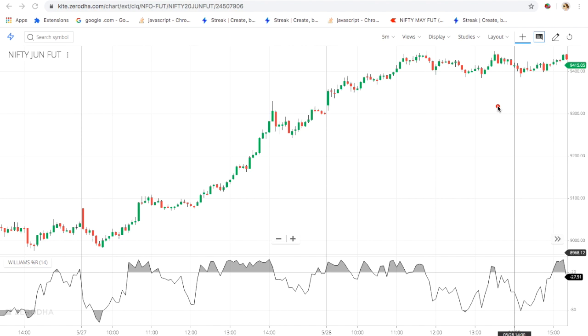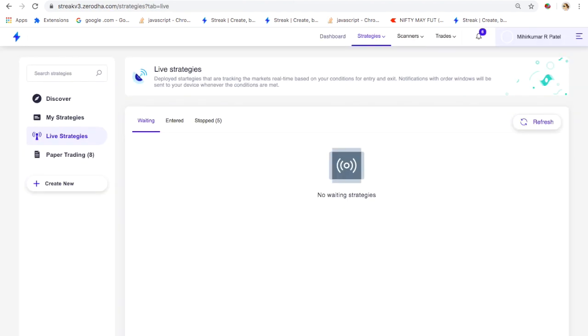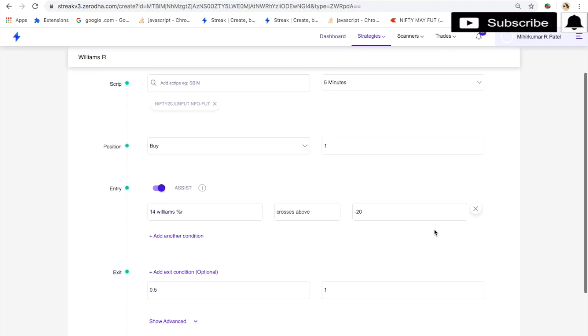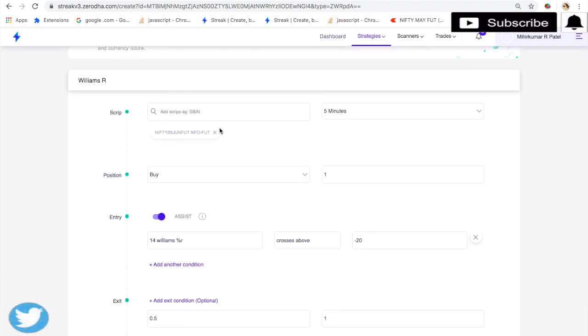Now, in order to analyze the performance and the accuracy of the Williams Percentile R, I am going to use Streak. In Streak, I have written the Nifty Future 5-minute chart.